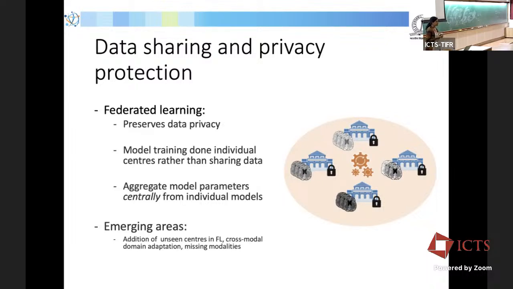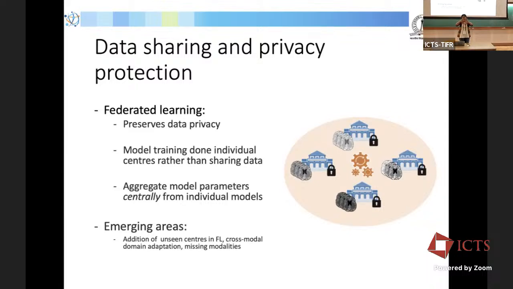Right. So one such thing is federated learning. Some of you might have heard about it. It's not a popular term just in the medical imaging domain, but also in most of the sensitive data areas like financial data or defense data. So they also use the federated learning framework. What it does is that the data is present in individual centers, right? Individual hospitals or centers. And then the model is present in the centralized server.